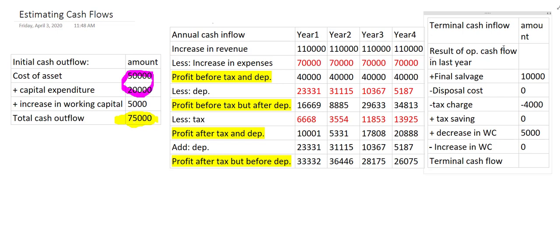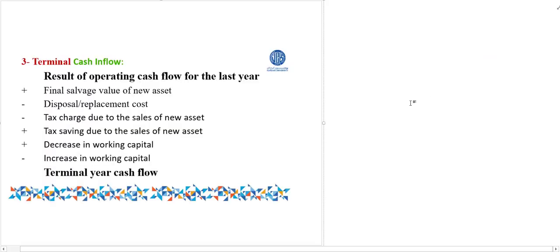So this was information. Let us take that amount from here. How much was the amount? The amount was 26,075. So this is the amount. After this amount, we add the rest of the information. See whatever is in the formula. Result of operating cash flow for the last year.